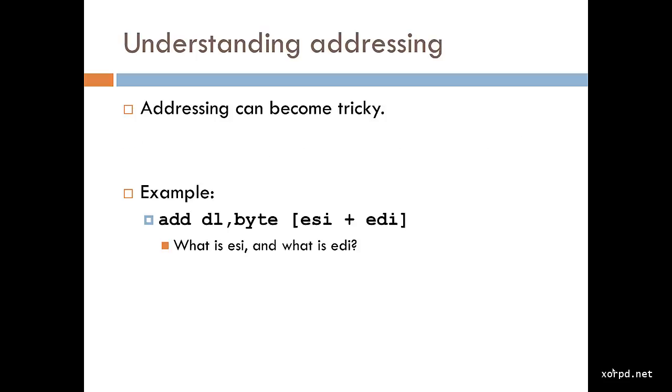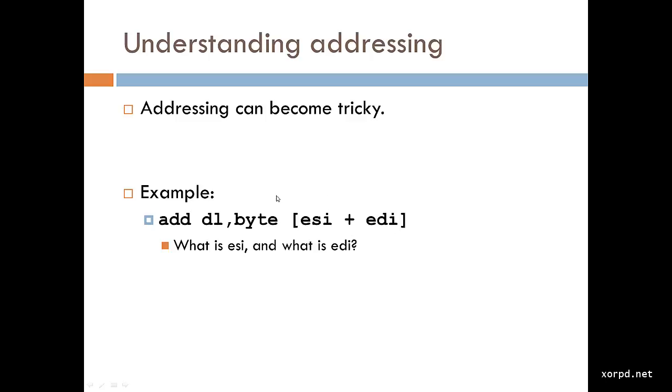Understanding addressing. Addressing can become tricky. Let's look at an example. In fact, this is not a very advanced example: add DL, byte [ESI plus EDI].